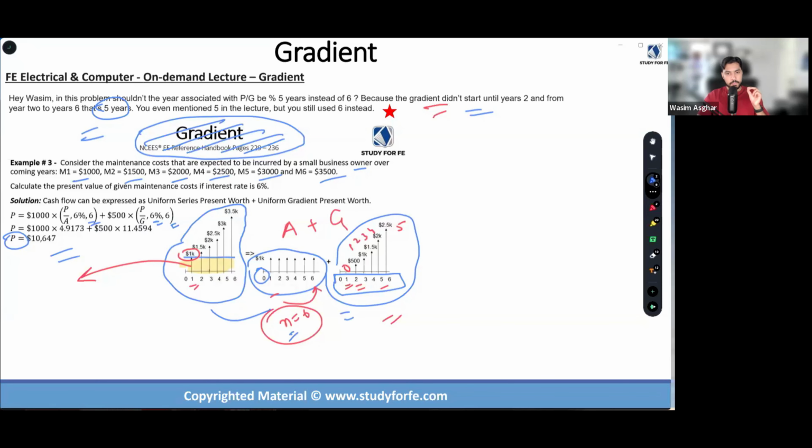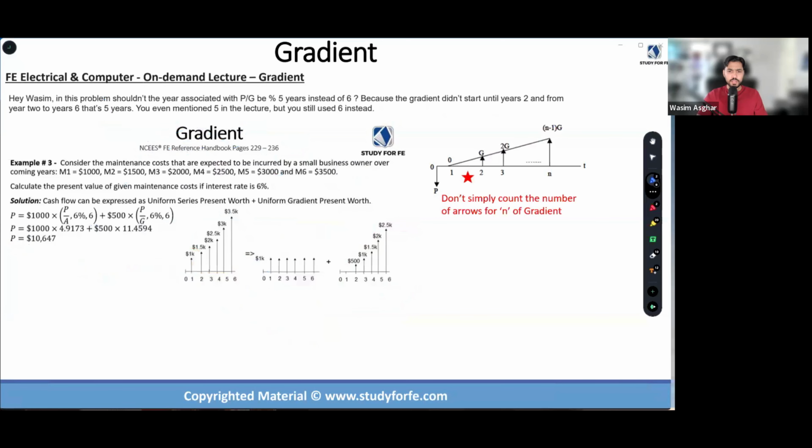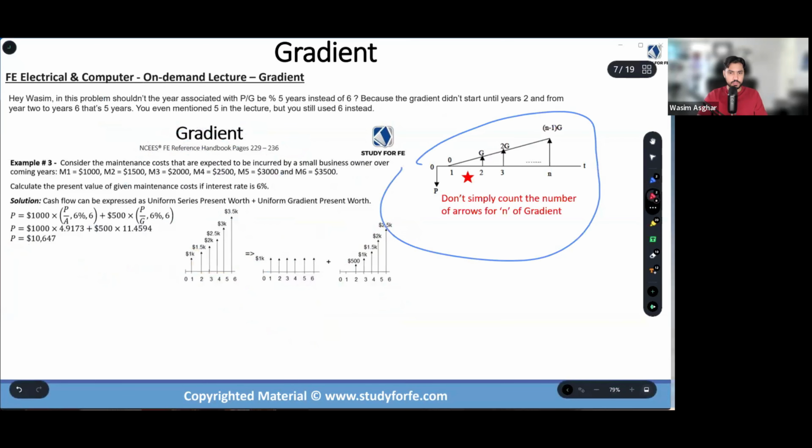So please, the big takeaway is that as soon as you see a problem related to annuity or gradient, you need to be on high alert. You need to have your spidey senses going off, because this is typically much more difficult compared to a present value and a future value problem, especially when it comes to gradient because of two 0 cash flows. And if you remember, in the live training, I specifically brought this to your attention: don't simply count the number of arrows for n of gradient. This is really a screenshot from the live training. A gradient cash flow has a 0 here, a 0 here, two zeros, in year 0 and year 1.